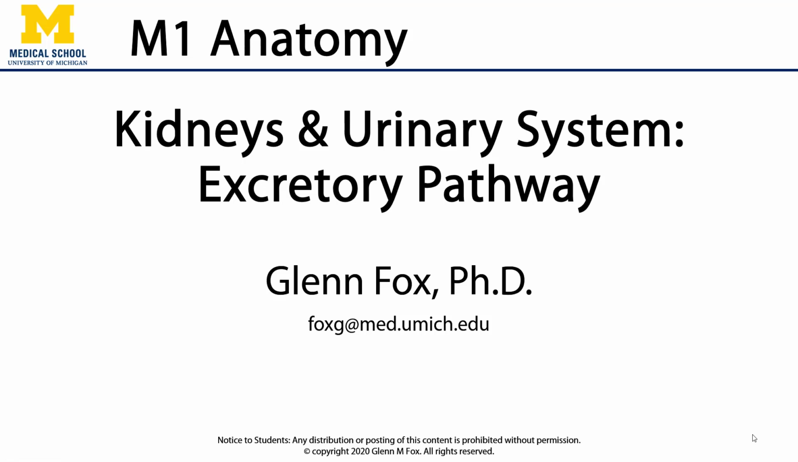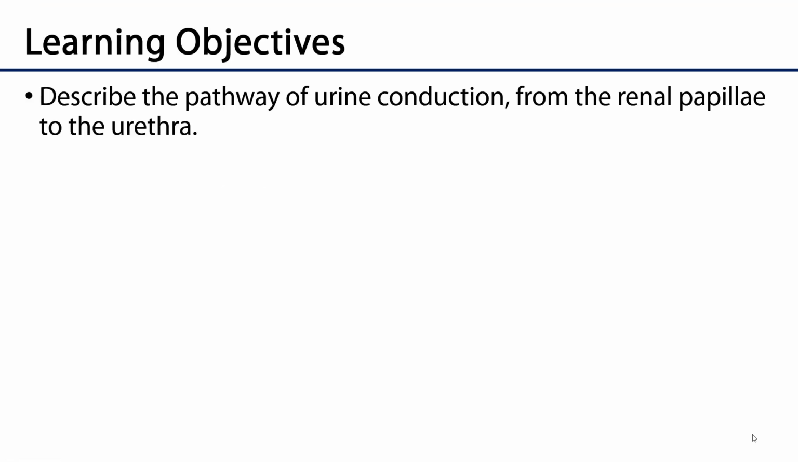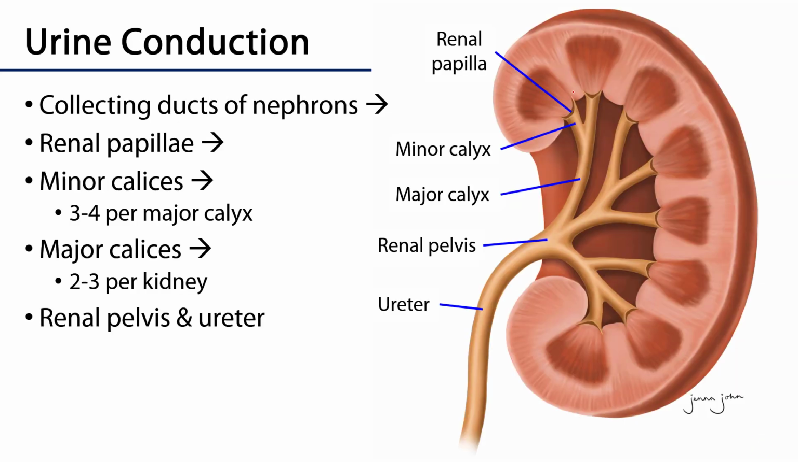Hi, let's talk about the excretory pathway. In this video, we'll discuss the pathway of urine conduction from the renal papillae to the urethra. The story of urine begins at the renal papillae. These are the apices of the renal pyramids. It's at this point that all of the physiological processes of the nephron are complete, and filtrate is unambiguously urine.